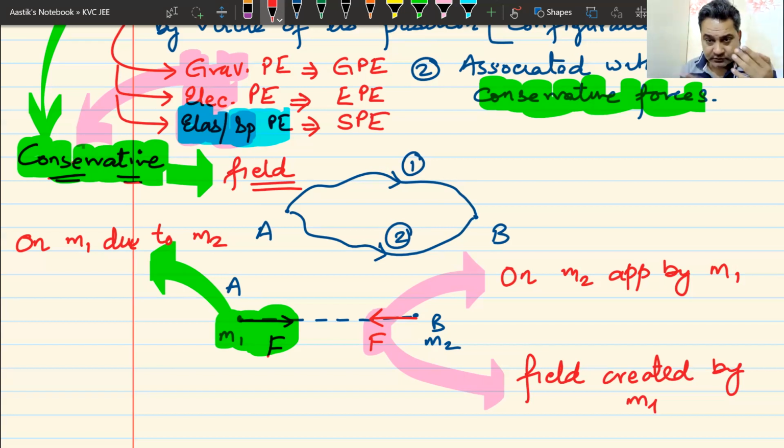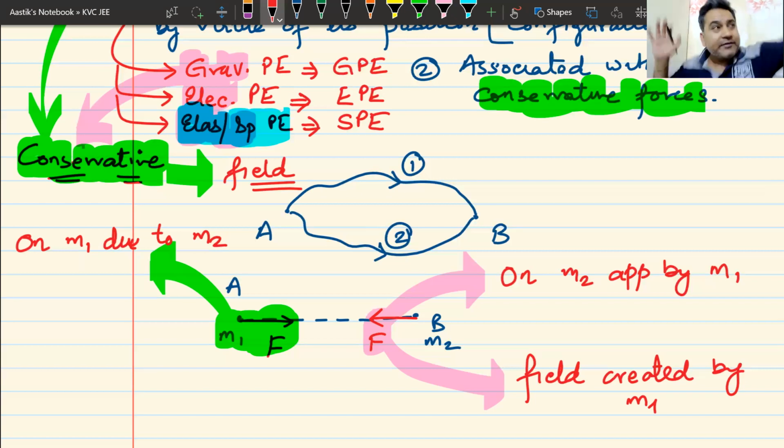Now the answer is just the reverse. Forget about what M1 is doing to M2. Let us now become M2 and see. I'm M2 now. I'm also a mass, so I also have the liberty of creating field and of attracting other masses, because Newton doesn't say that if one mass is attracting, the other mass cannot attract the first mass. They attract each other because that is action-reaction force.